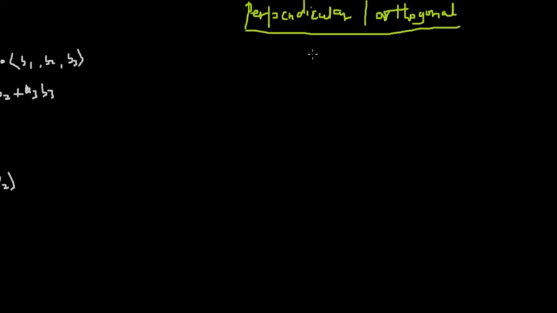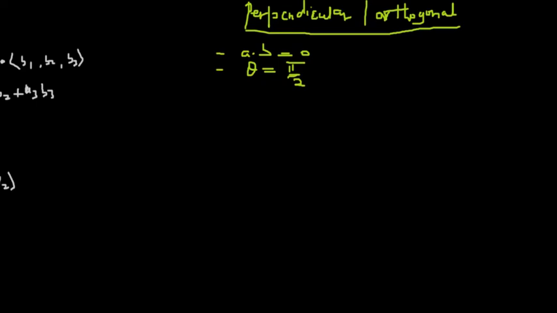So two vectors are orthogonal or perpendicular only if their dot product is equal to 0, or the angle in between them is pi on 2. For perpendicular or orthogonal vectors, the dot product has to be equal to 0, or the angle in between them has to be pi on 2. Let's take an example.